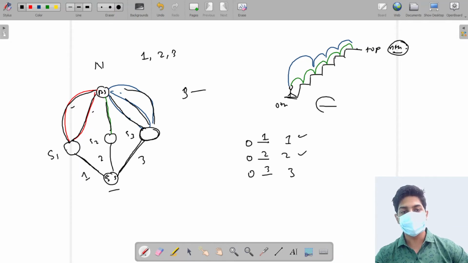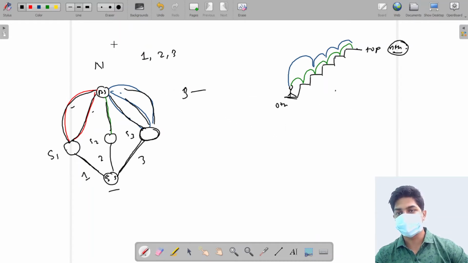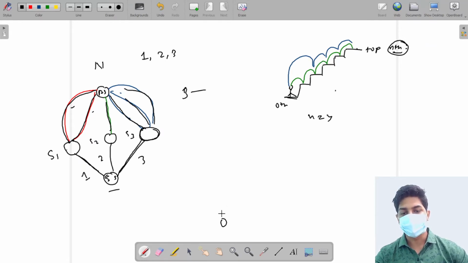Wherever I reach, I will ask that particular guy how many ways are there from you to reach the destination. Let me show you how it will happen eventually. I am on the 0th step, and I want to reach the 4th step. Suppose n is equal to 4. I will take a jump of 1 unit and reach 1. I will ask the 1 unit guy how many ways are there from you to reach the fourth station?